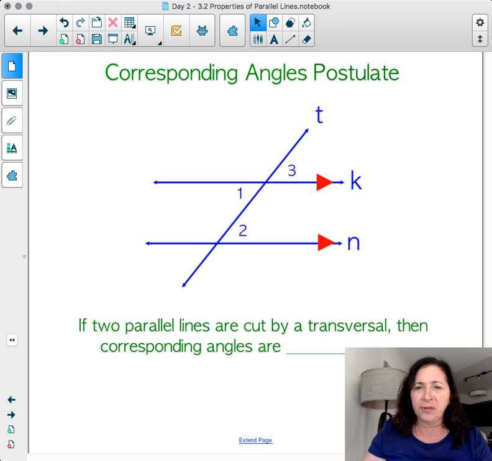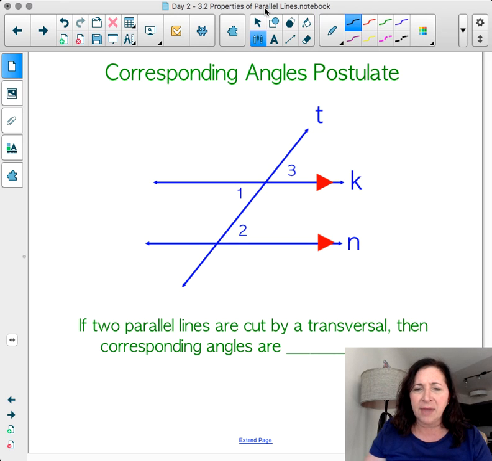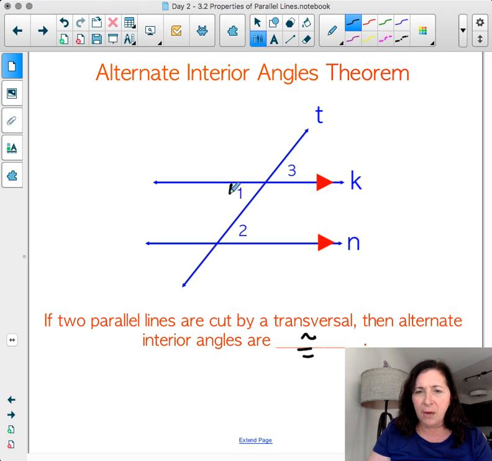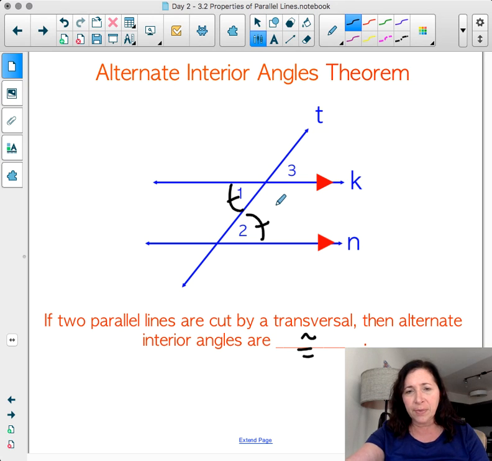The corresponding angle postulate basically says that if two parallel lines are cut by a transversal, then the corresponding angles are congruent. And that would mean angle 3 is congruent to angle 2. The alternate interior angle theorem states that if you have two parallel lines cut by a transversal, then the alternate interior angles are congruent. So that would be angle 1 is congruent to angle 2. That would be the same angle.